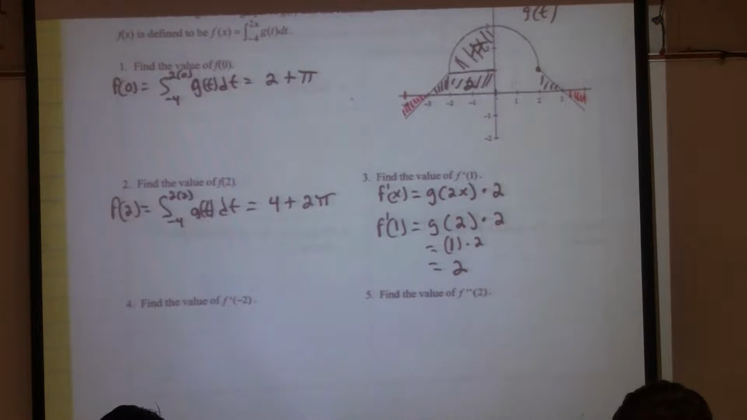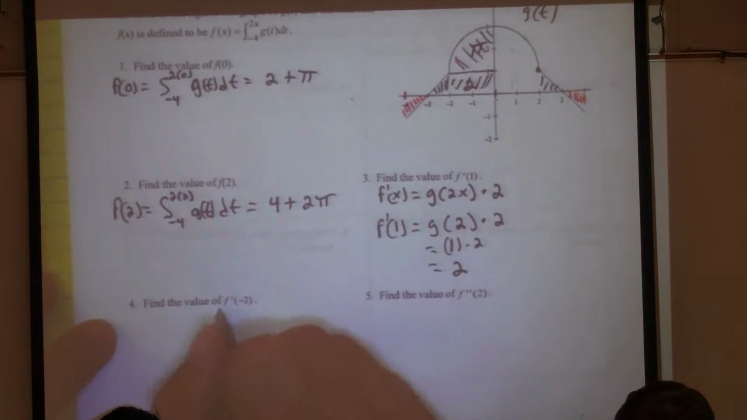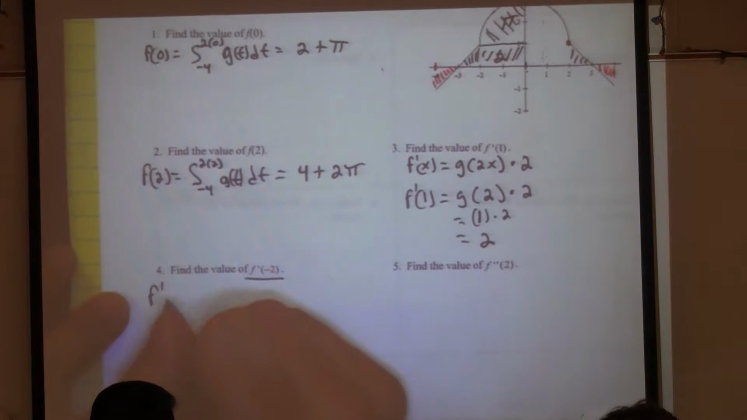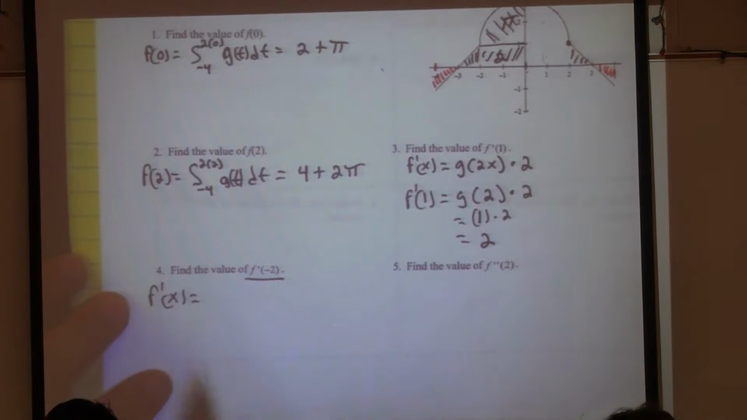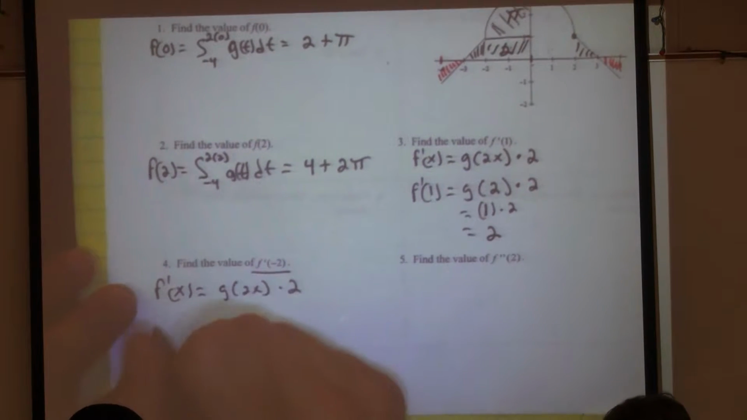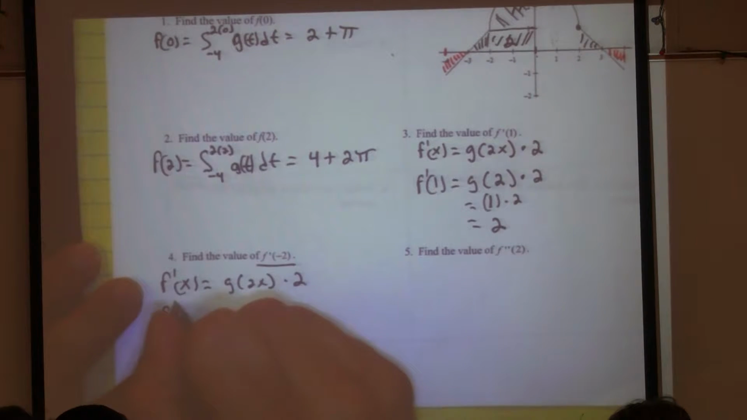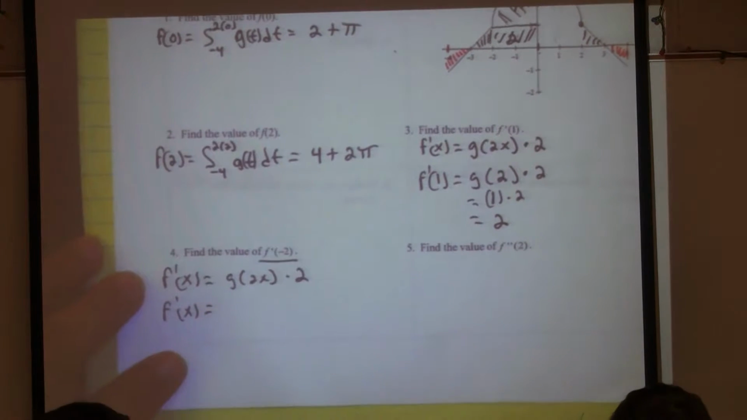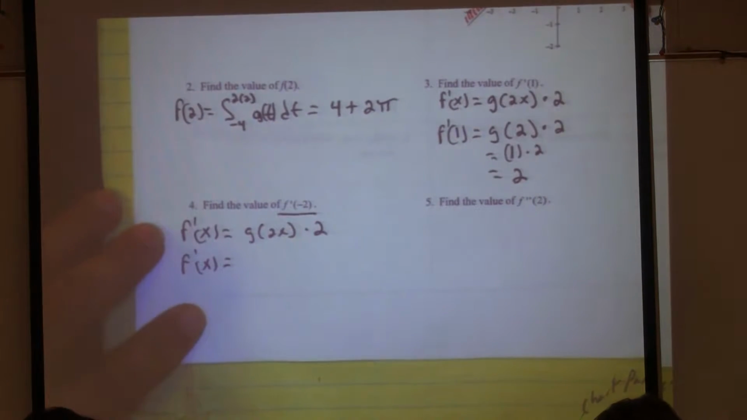Alright, try this one. So we already have a formula for the derivative, right? And that was g of 2x times 2. You saw how I didn't tell you to use it? You just had to know that you had to use it. Why did I write that again?